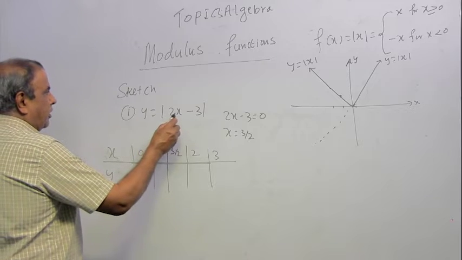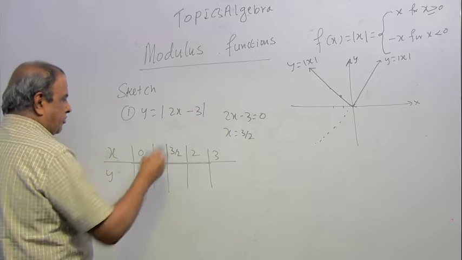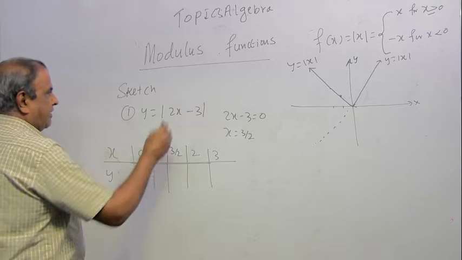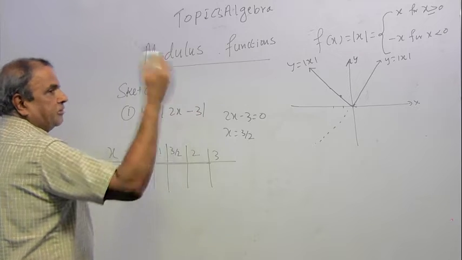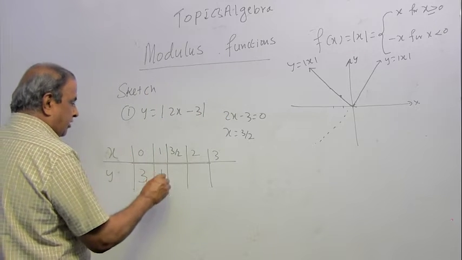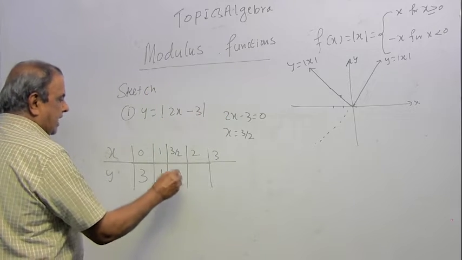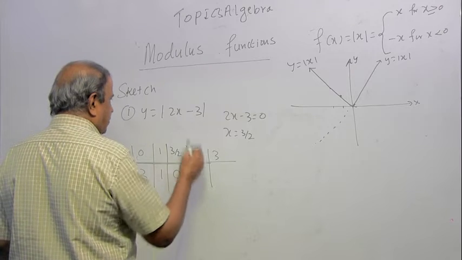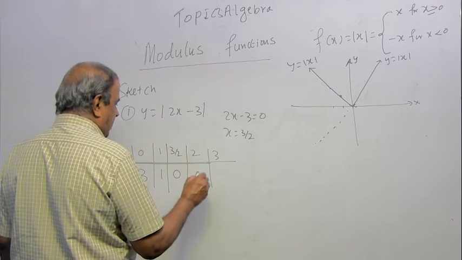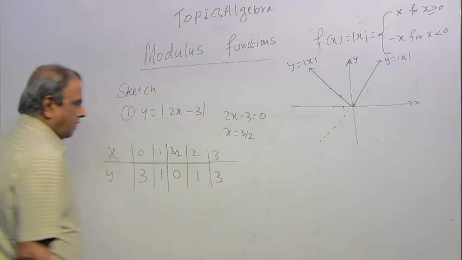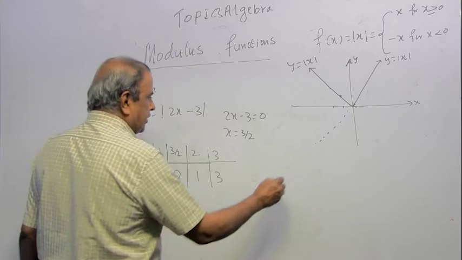Find the values of y. When x is 0, y is modulus of minus 3, which is 3. When x is 1, 2 minus 3 is minus 1, y is modulus of minus 1, which is 1. When x is 2, 4 minus 3 is 1. And then x is 3. Plot those points.